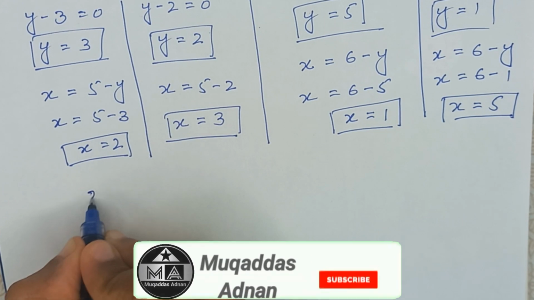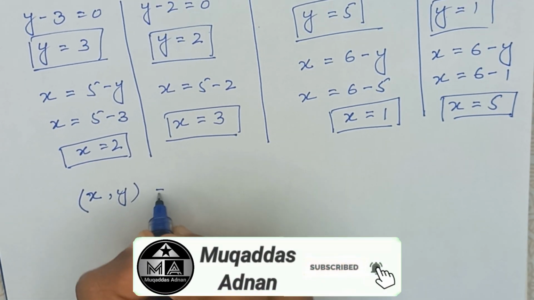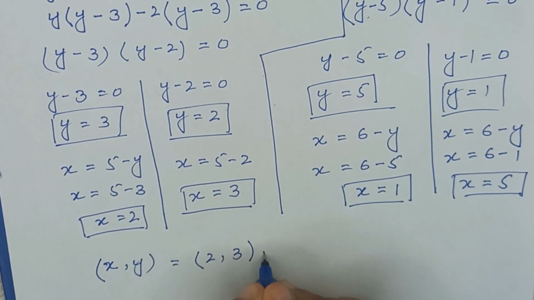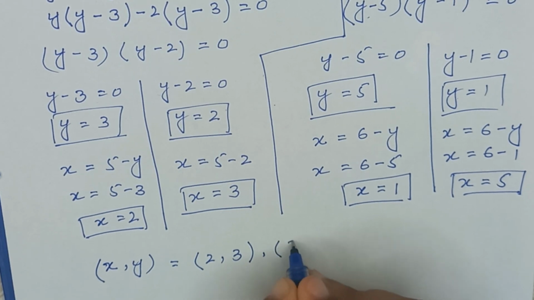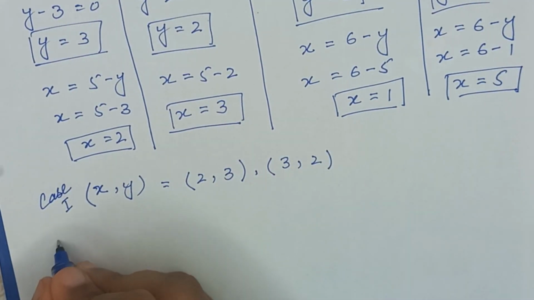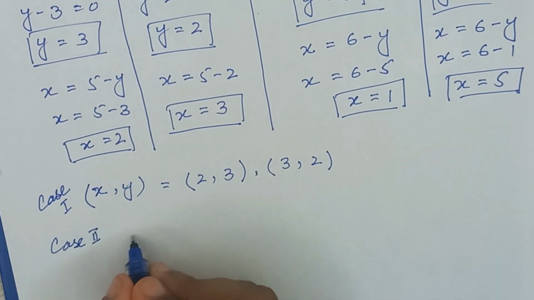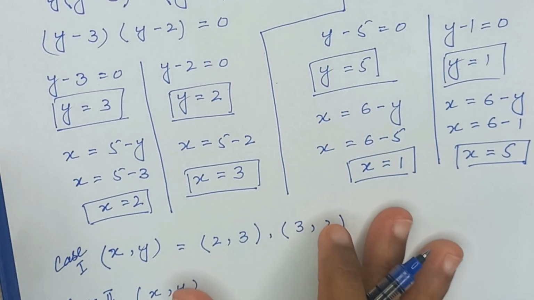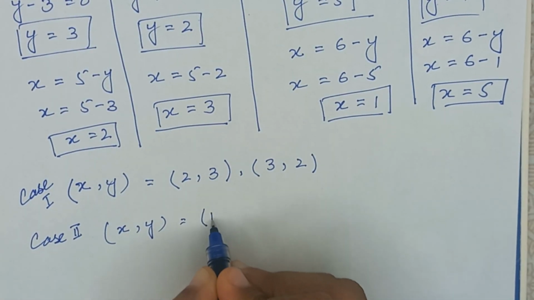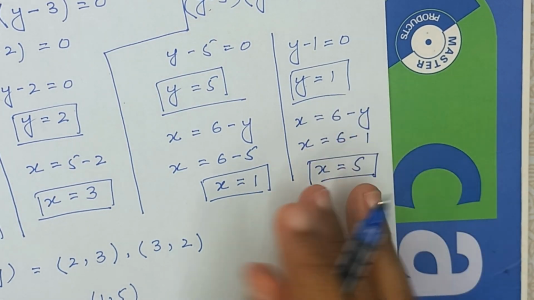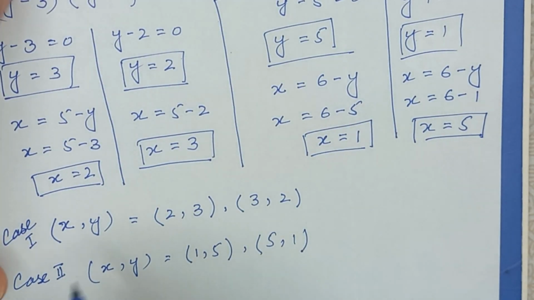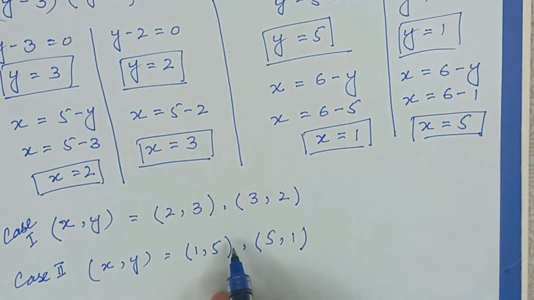Now here we have xy: when x is equal to 2, y is equal to 3, and when x is equal to 3, y is equal to 2 in case 1. In case 2, xy: when x is equal to 1, y is equal to 5, and when x is equal to 5, y is equal to 1. So these are all the values of x and y for this problem.